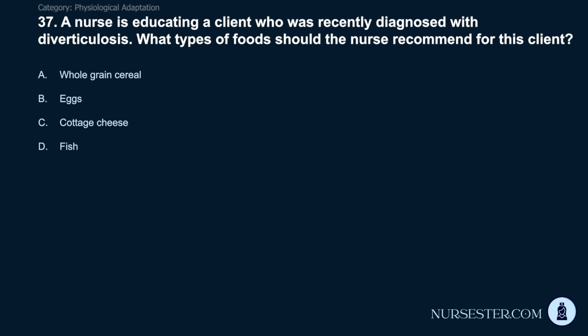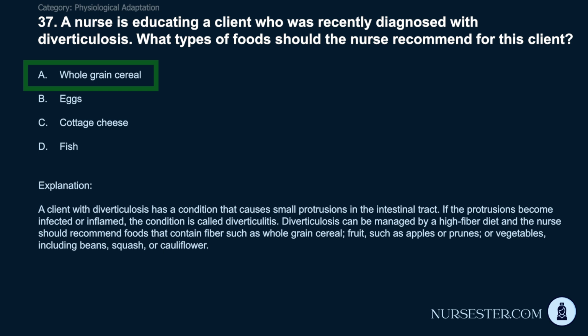37. A nurse is educating a client who was recently diagnosed with diverticulosis. What types of foods should the nurse recommend for this client? A. Whole grain cereal. B. Eggs. C. Cottage cheese. D. Fish. Correct answer: A. Whole grain cereal. A client with diverticulosis has a condition that causes small protrusions in the intestinal tract. If the protrusions become infected or inflamed, the condition is called diverticulitis.